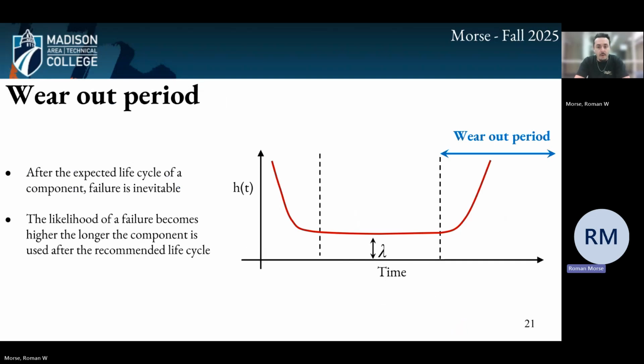All right, so now the wear out period. After the expected life cycle of a component, failure is obviously inevitable, and it just increases in likelihood the longer we wait after the average life cycle. So it's recommended that we immediately perform maintenance at the recommended life cycle, and continue to monitor any components that we're using past the recommended life cycle.